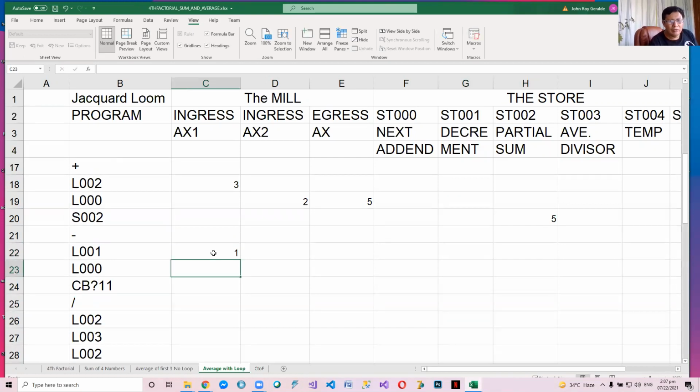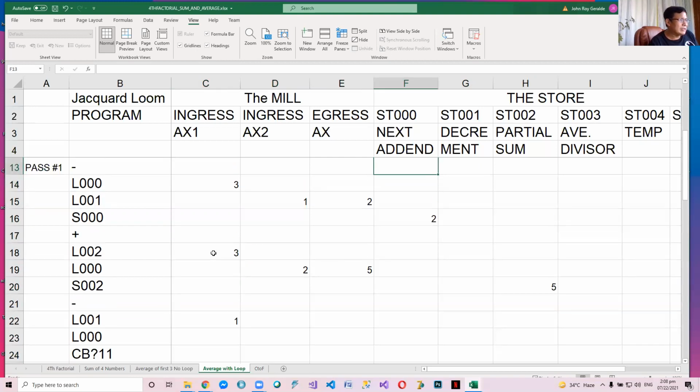Okay, do you follow? And then the next addend, which is 002, what is the next addend? It's 2. Okay, so 1 minus 2 is negative 2. Do you follow? This will set the run-up lever. Why?